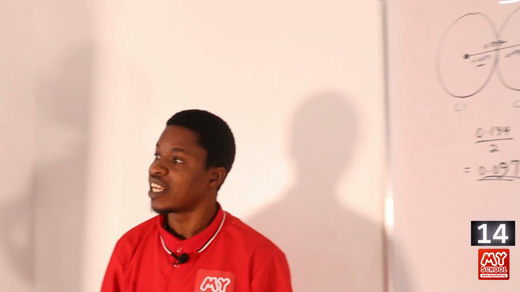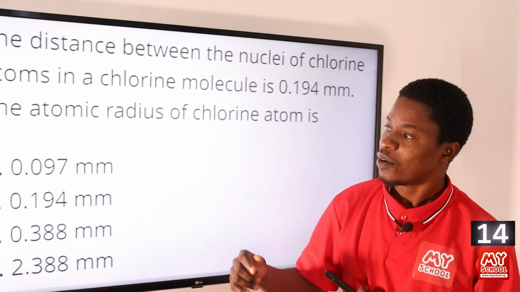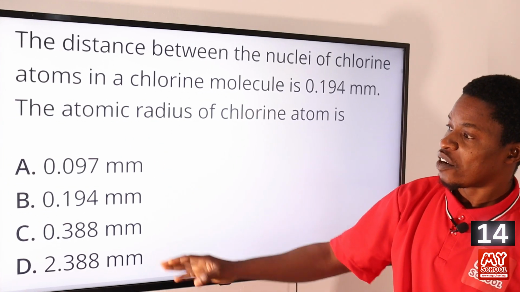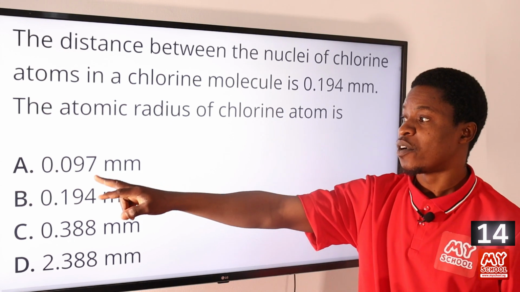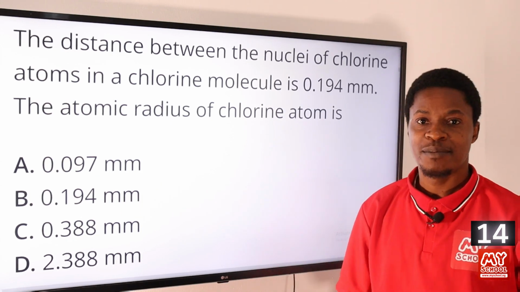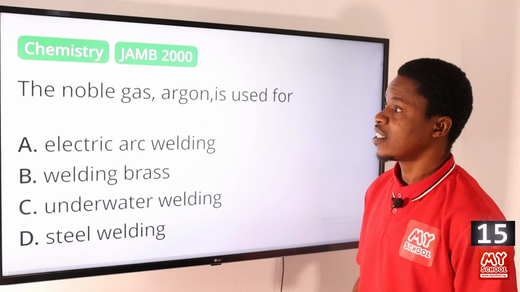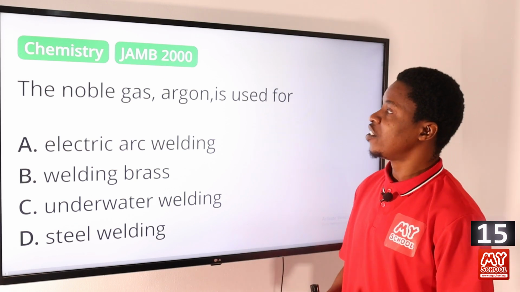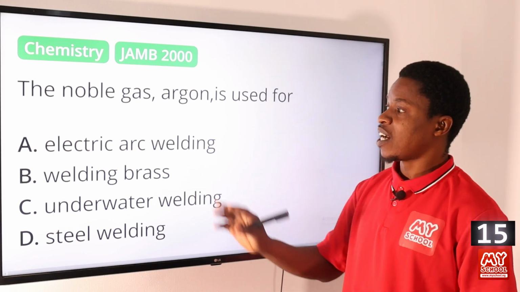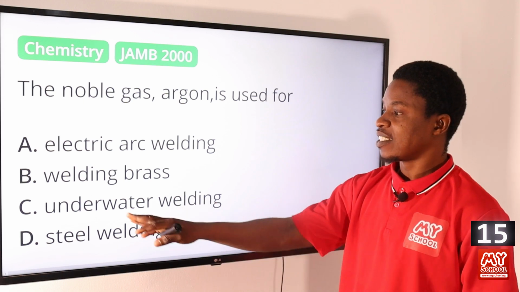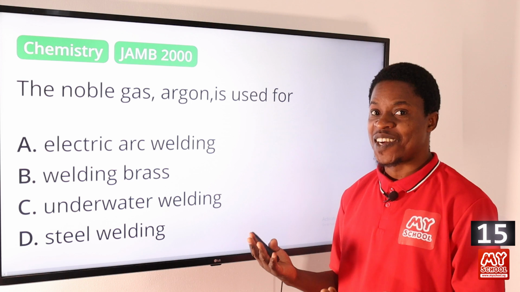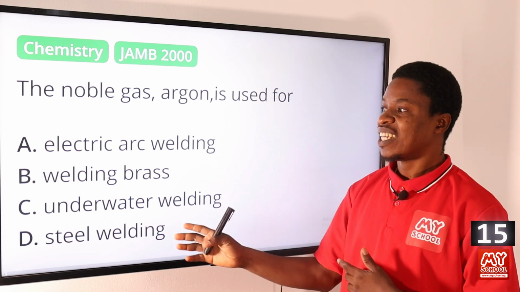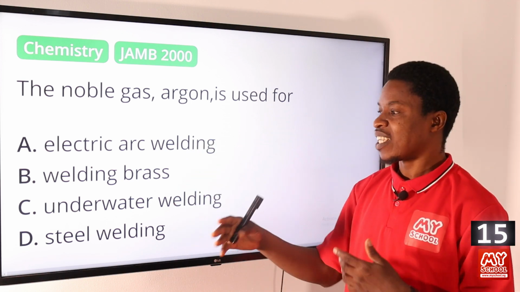Let's move on to the screen now. Among the options for what we got now, option A happens to be the correct answer, 0.097 mm. Question number 15. The noble gas argon is used for what? Electric arc welding, welding brass, underwater welding, steel welding. Elimination method, you can decide to look at which one cannot be.